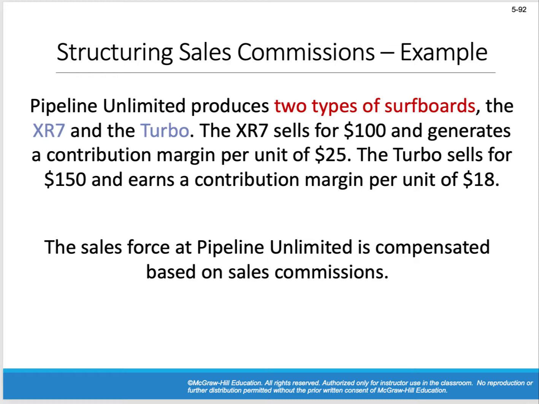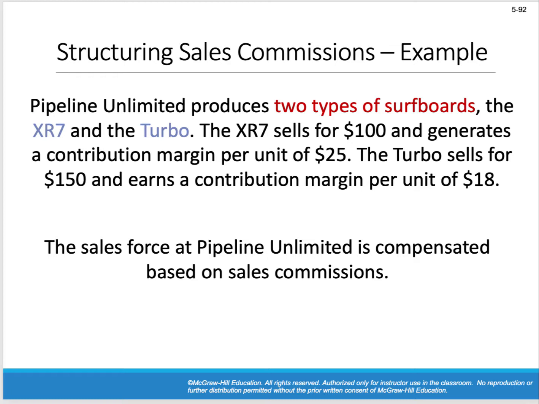But that's only providing me with a contribution margin per unit of $18 to go to cover fixed costs and provide a net operating income. So as the company, I get more bang for my buck, meaning my contribution margin is higher for the cheaper board, the XR7, okay? So I'm losing money as a company. If I base commission on sales, I'm losing money.